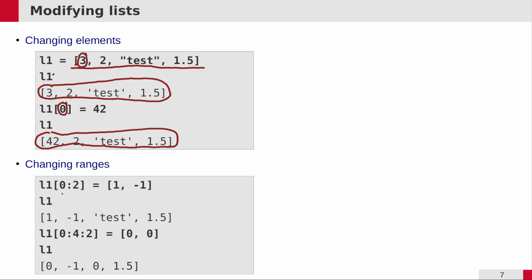Of course, you can also change not just single elements, but even ranges in the list. If you want to change the first 2 elements, from 0 to 2, and replace them with 1 and -1, you can do that without any problems, and you will get a new list where the first 2 elements have been replaced. You can even do the same trick with step sizes. If you want to go from the 0th element up to the 4th element and replace every second element, and you provide the right number of elements on the right-hand side, you can see that this has been rewritten as it should be.